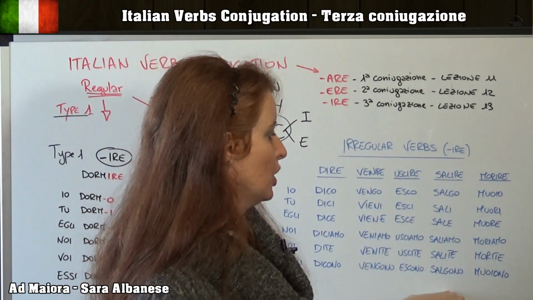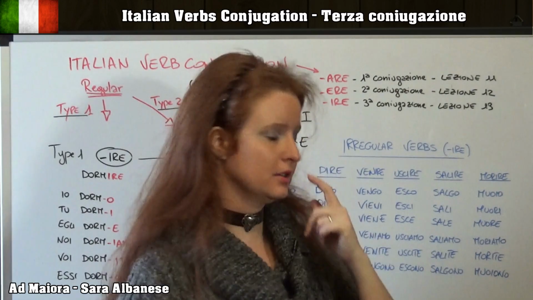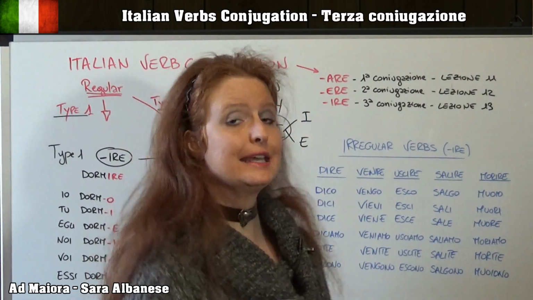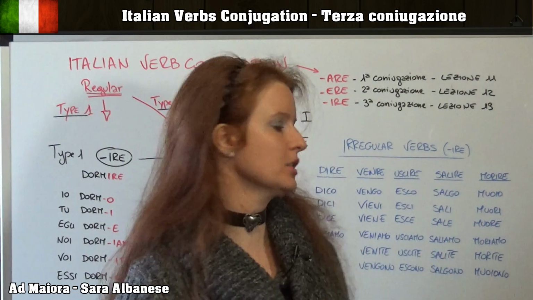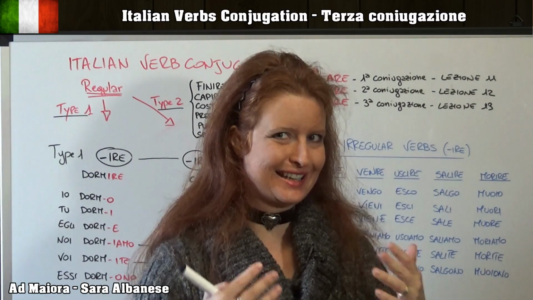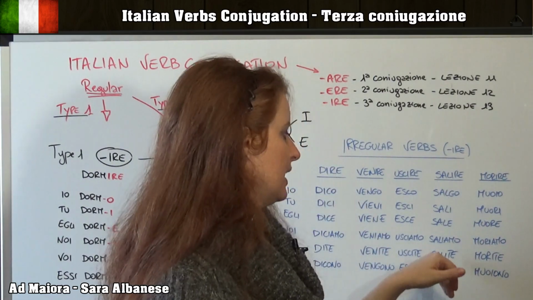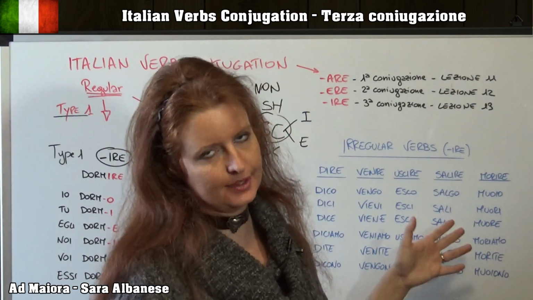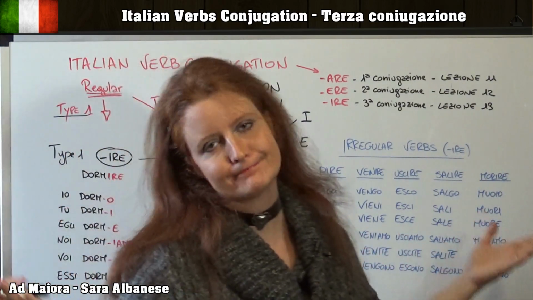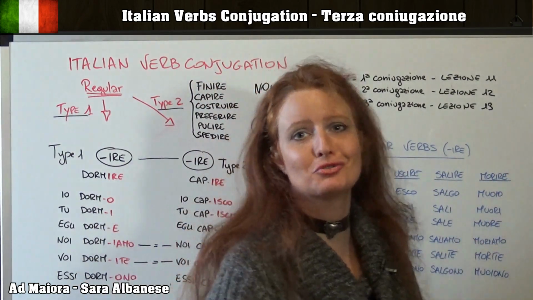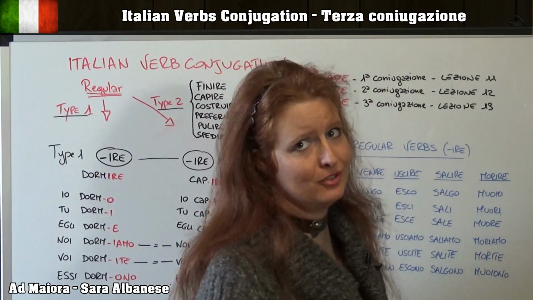The G sound is always in the first person singular and third person plural, and pay attention to the E sound that appears only in the first and second persons plural. Saliamo, salite. Also in this case, it's not saliate, it's just salite, just E and no A. I'm so sorry, but they are completely irregular. There are no rules here. You just have to learn them, unfortunately.